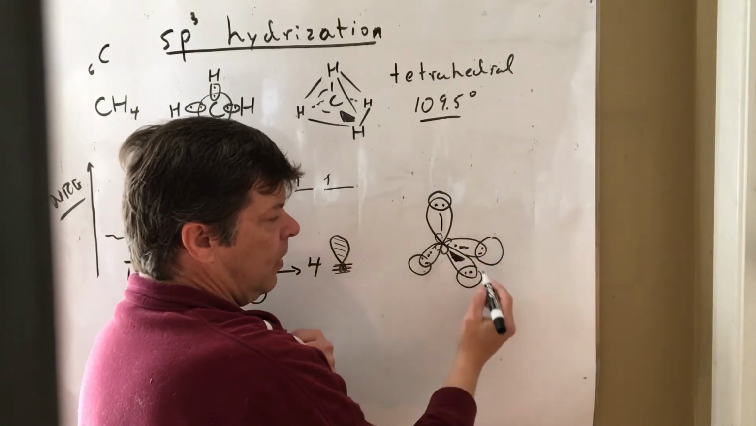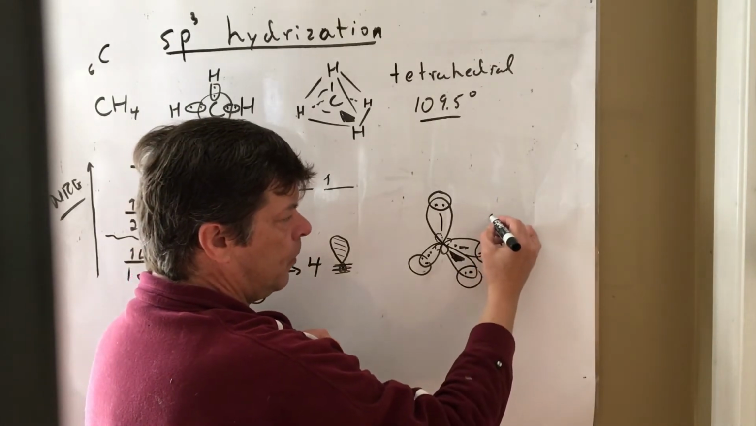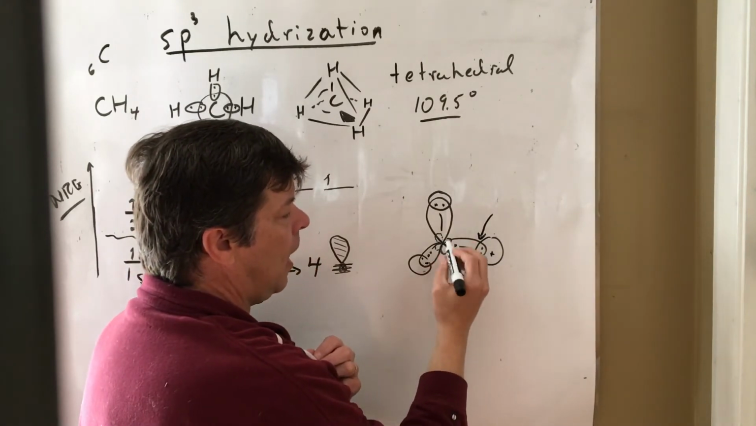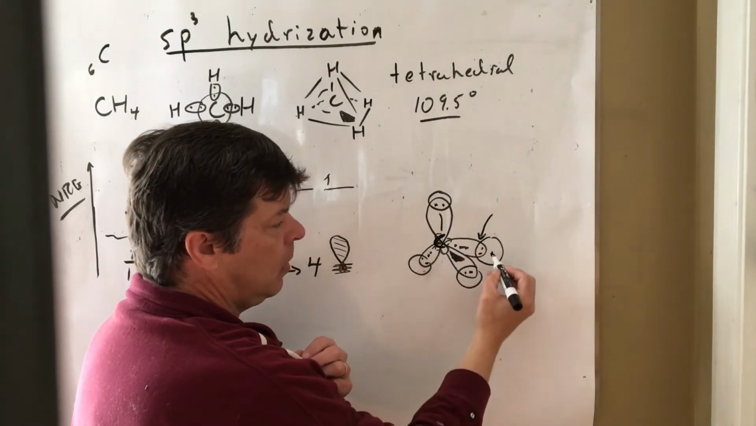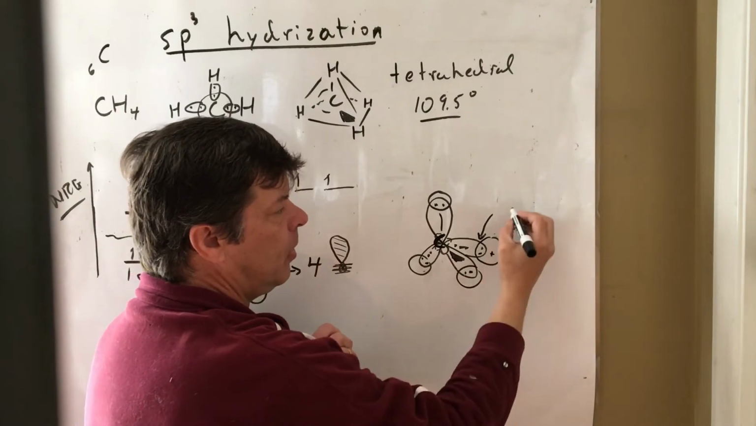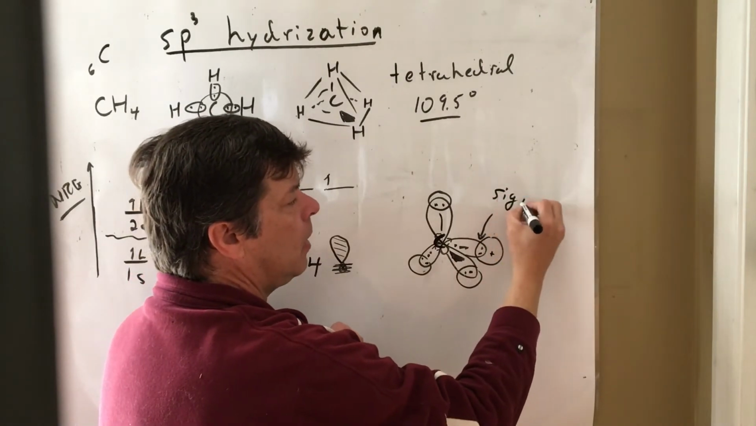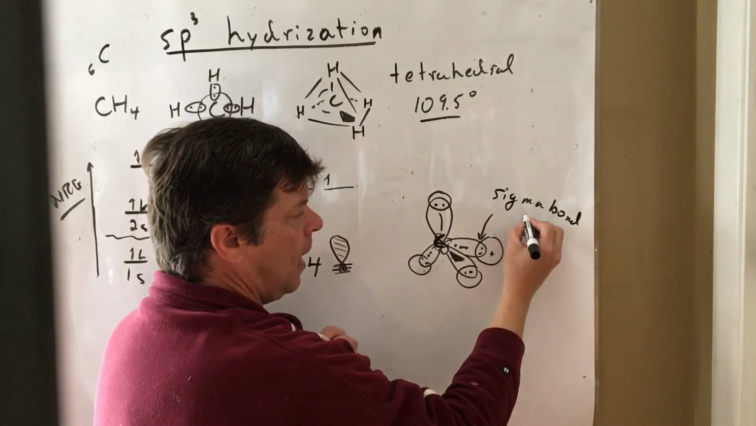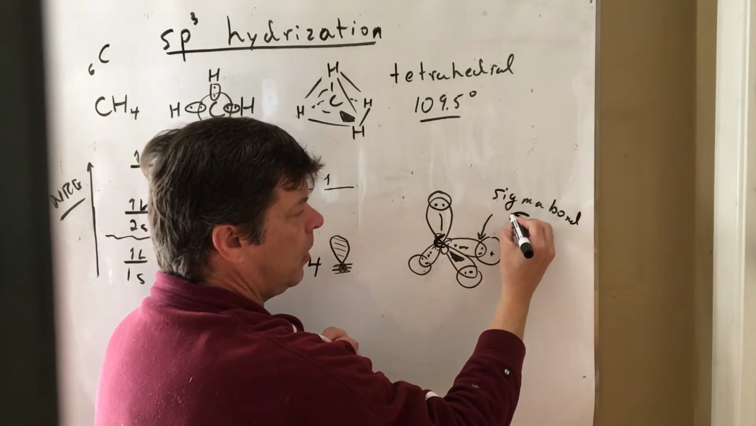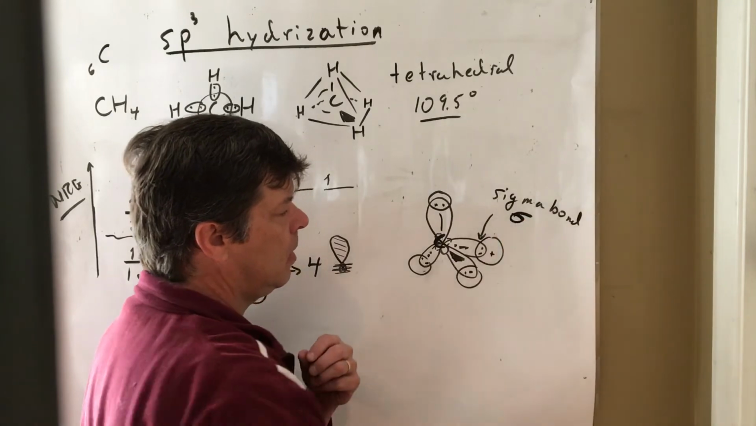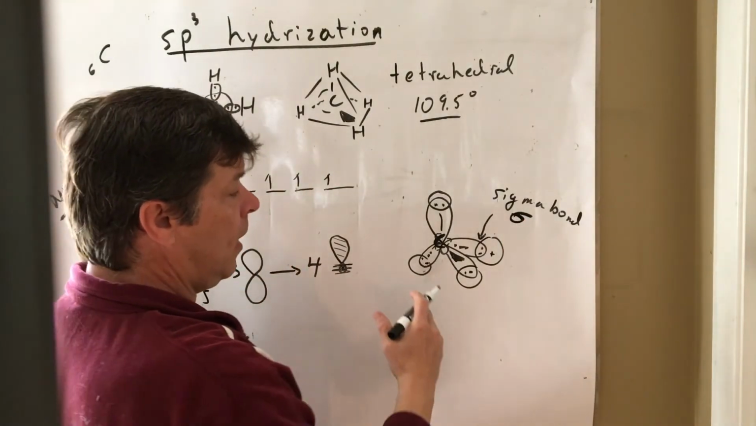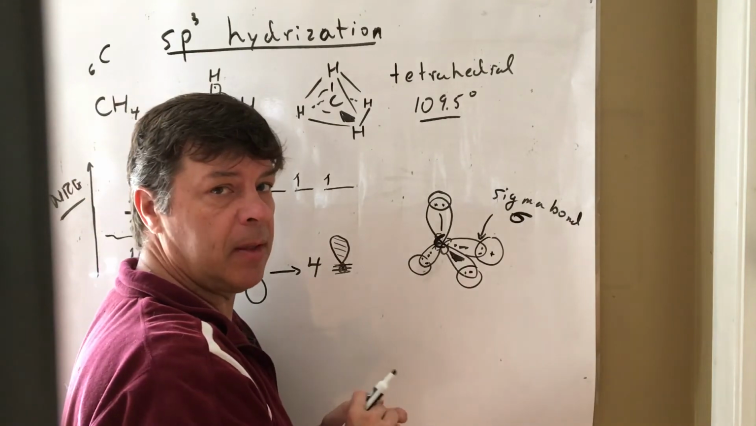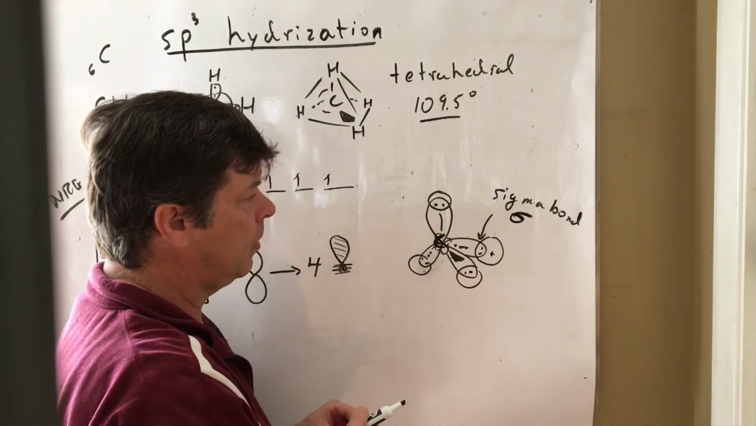Okay, so this is a bond that occurs between two nuclei. This is the carbon atom here, and that's the hydrogen atom. This bond is called a sigma bond. The Greek letter sigma looks something like that. And so in methane, there are 4 different sigma bonds.